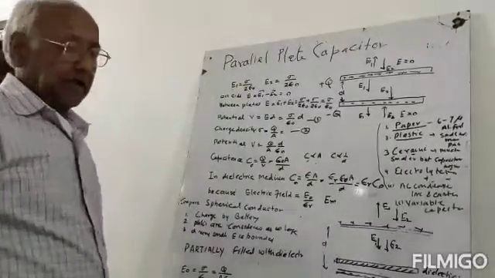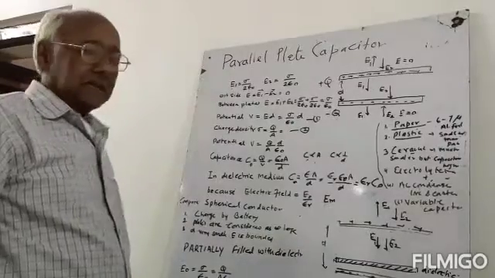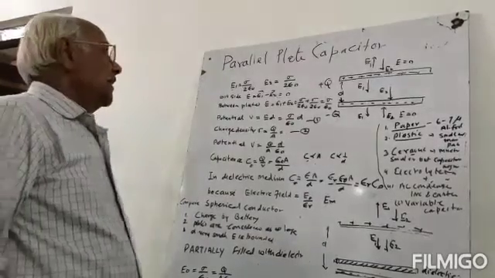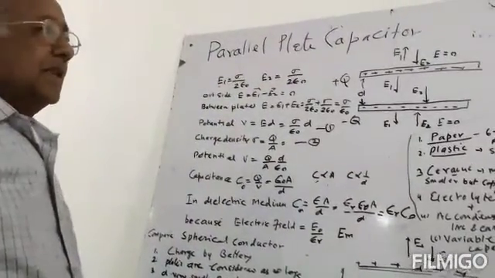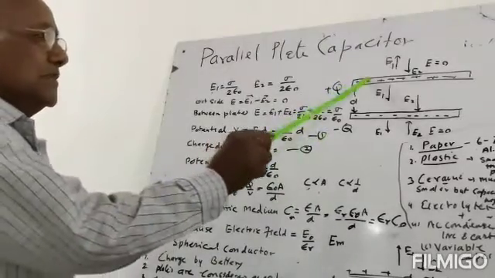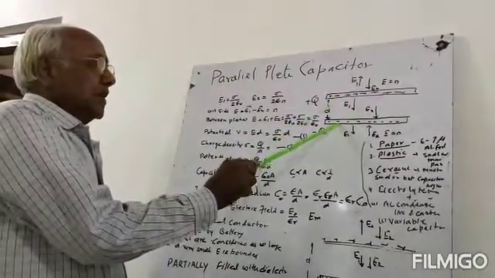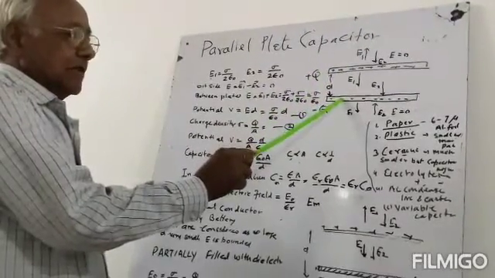Parallel plate capacitor or parallel plate condenser. They are one and the same thing. As the word parallel plate means, there are two plates which are parallel. So one plate is this and another is this plate. This plate is positively charged, this plate is negatively charged.